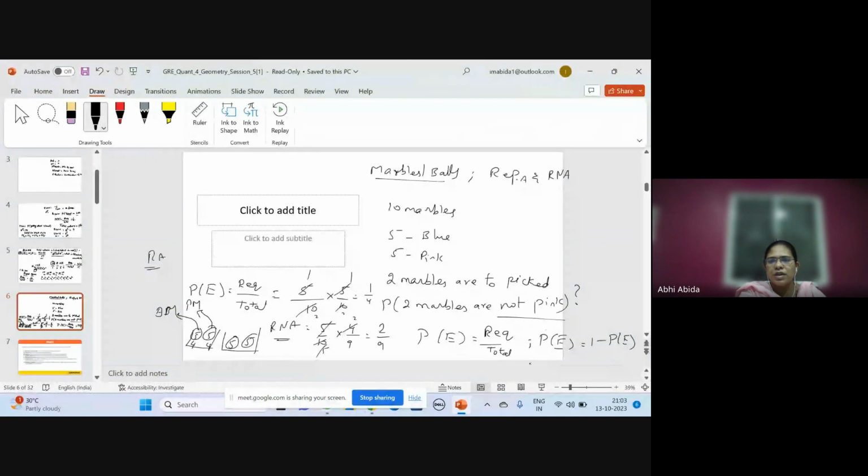Now my question here is, we need to find out both the marbles are not pink. So 1 minus P of E. What is P of E in case of repetition allowed? In case of repetition allowed, P of E is 1 by 4. It will become 1 minus 1 by 4. Sorry, yes. So finally it will be 3 by 4. Repetition not allowed, so it will be 1 minus 2 by 9, which is 9 minus 2 by 9. That will be 7 by 9.